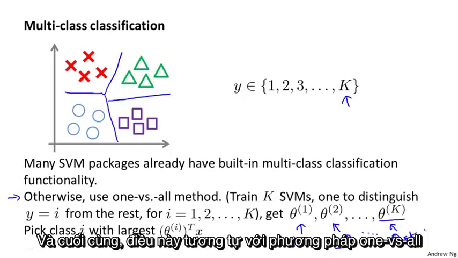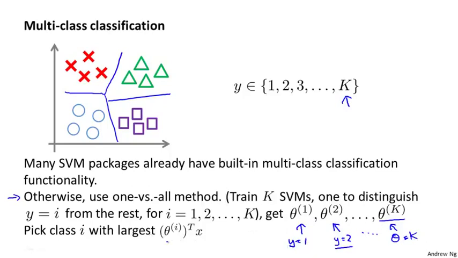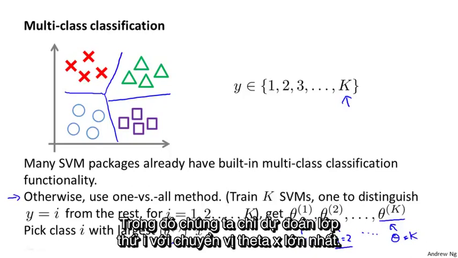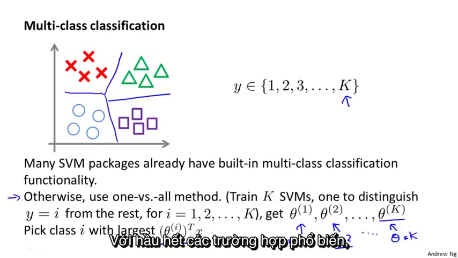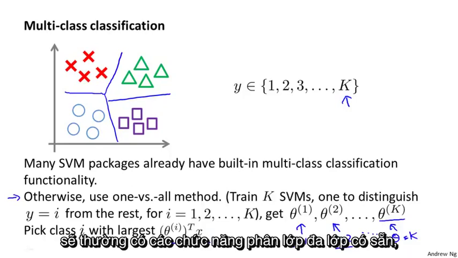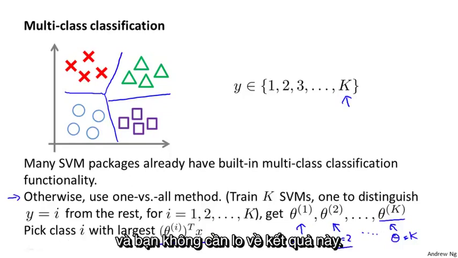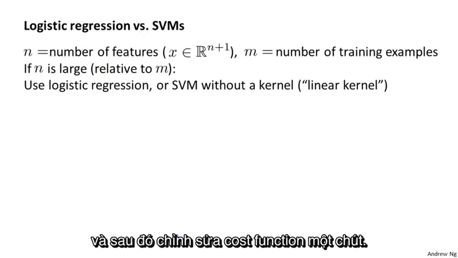And then lastly, this is exactly the same as the one versus all method we have for logistic regression, really. You just predict the class i with the largest theta i transpose x. So that's multi-class classification of SVMs. But the more common case is that there's a reasonable chance that whatever software package you use will already have built-in multi-class classification functionality, and so you don't even need to worry about this yourself. Finally, we developed support vector machines starting off with logistic regression and then modifying the cost function a little bit.